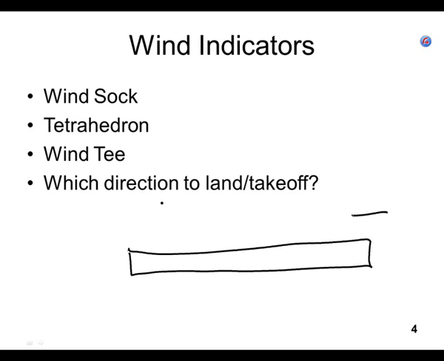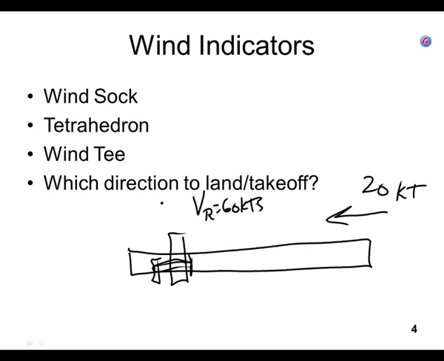So let's try it like this. Let's say we have a 20-knot wind. And let's say we have an airplane. And velocity of rotate is 60 knots. So on this airplane, we lift up the nose at 60 knots. So if we have a 20-knot wind and the velocity of rotate is 60 knots, how fast is the wind going across the wing right now?